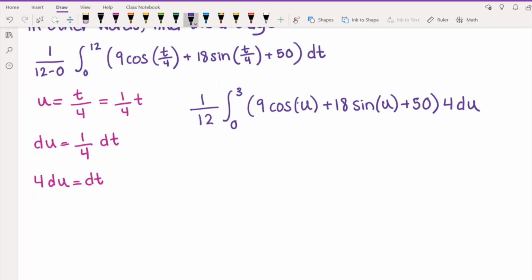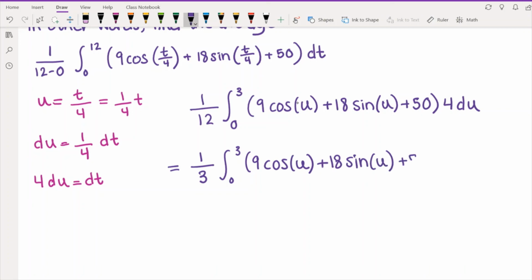And so I'm just going to do one thing before we start to integrate this, which is I'm just going to take this 4 and bring it to the outside of the integral. So we're going to end up with 4 over 12, which is the same as 1/3. So we have 1/3 times the integral from 0 to 3 of 9 times cosine of u plus 18 times sine of u plus 50 du.